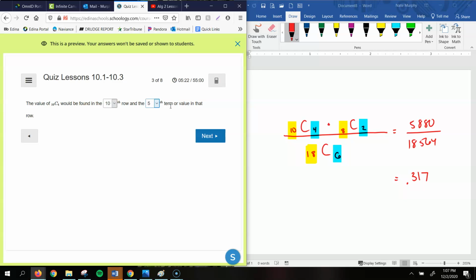You can't see me right now, but I'm using my fingers. So we'd have 10 choose 0 would be the first term, 10 choose 1 would be the second term, 10 choose 2 would be the third, then 10 choose 3 would be the fourth, and then 10 choose 4 would be the 5th number. So that's going to be in the 10th row, and it's going to be the 5th term, or value, in that row.